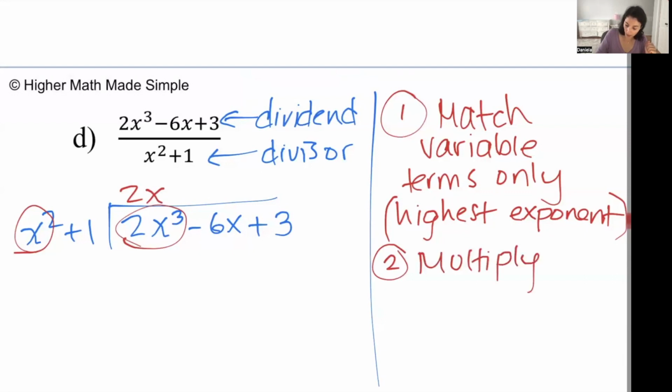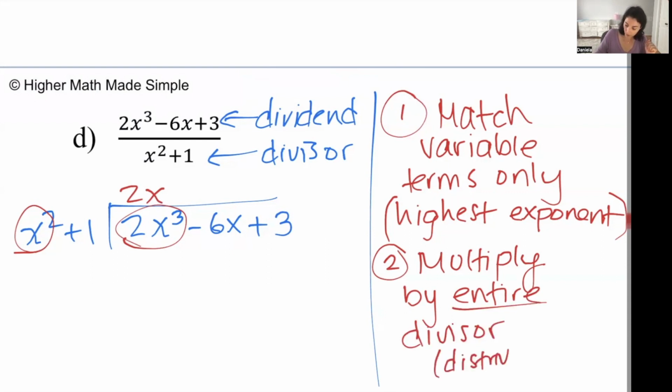Now, after we have matched, what you're going to do is multiply. What are you multiplying by? You're multiplying by the entire divisor, okay? And I want to stress the entire divisor. So you should be distributing here, right? Because remember, the entire divisor is a binomial. I just wanted to fix that because it was bothering me.